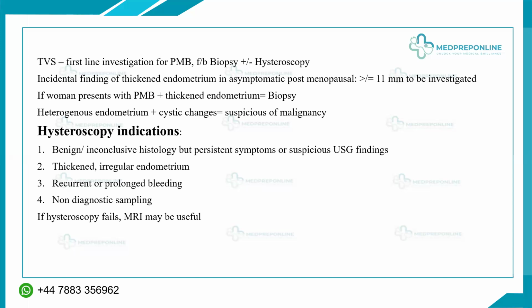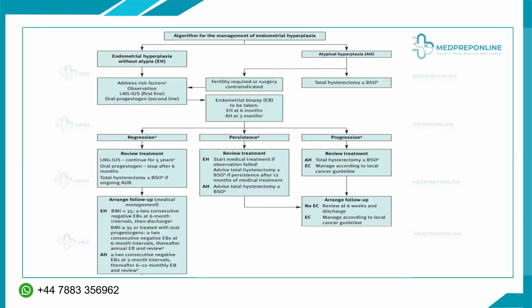Second, if you have any thickened irregular endometrium on TVS, if you get recurrent or prolonged bleeding, or if you get a non-diagnostic sampling. If all else fails, then MRI may be useful. Now, coming to the algorithm for management.